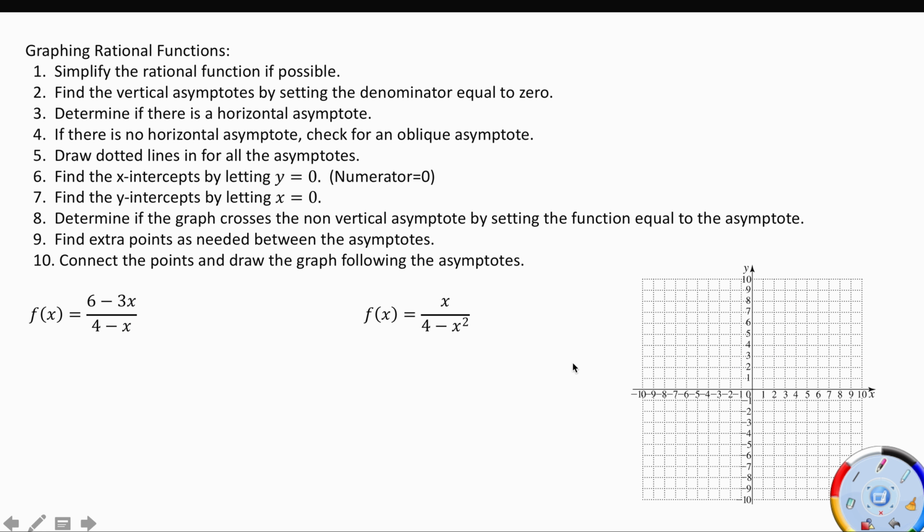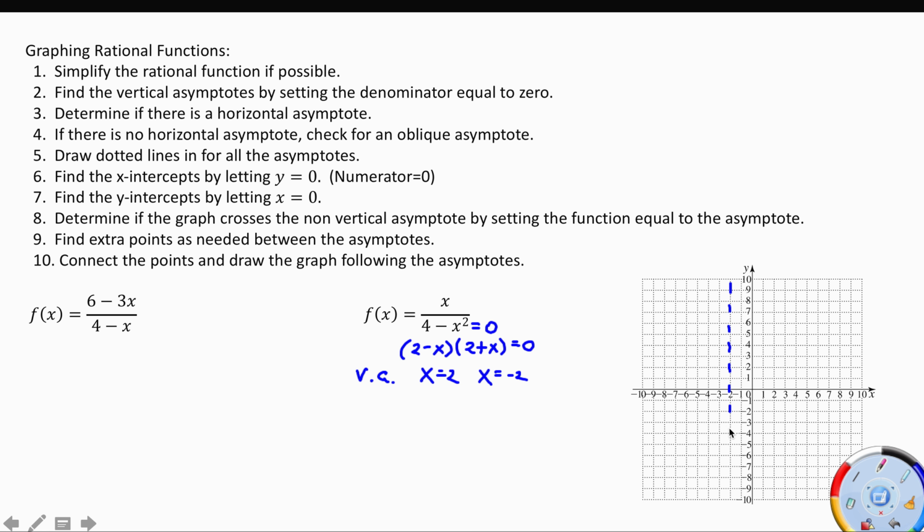Okay, let's try it again for this one. Same steps every single time. This will not simplify. Check that first. Find my vertical asymptote by letting the denominator equal 0. So this factors as 2 minus x times 2 plus x equals 0. So my vertical asymptotes are x equals 2 and x equals negative 2. I have 2 vertical asymptotes this time.